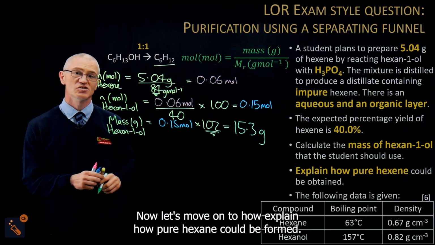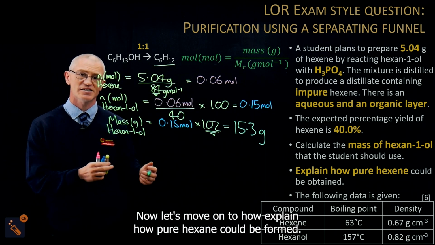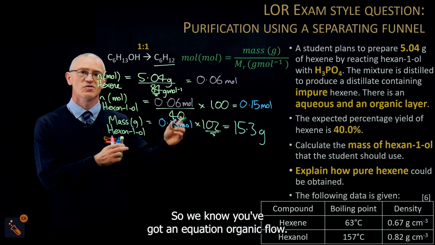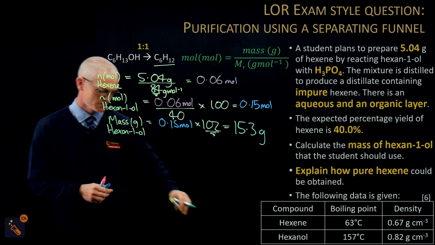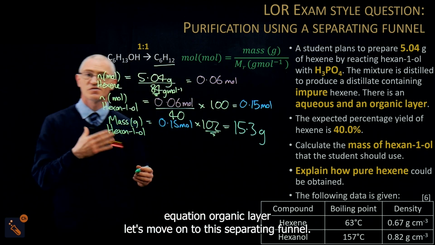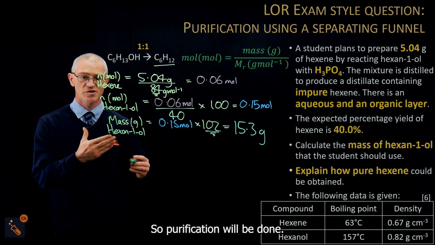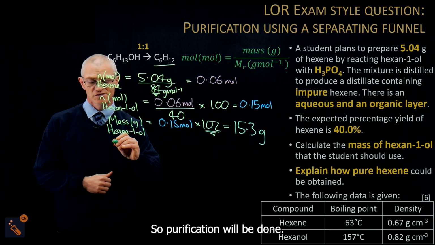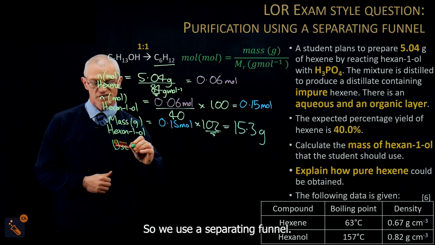Now let's move on to explain how pure hexene could be formed. So we know we've got an aqueous and organic layer. So if we know we've got an aqueous and organic layer, let's move on to this separating funnel. So our purification will be done, so we'd use a separating funnel.